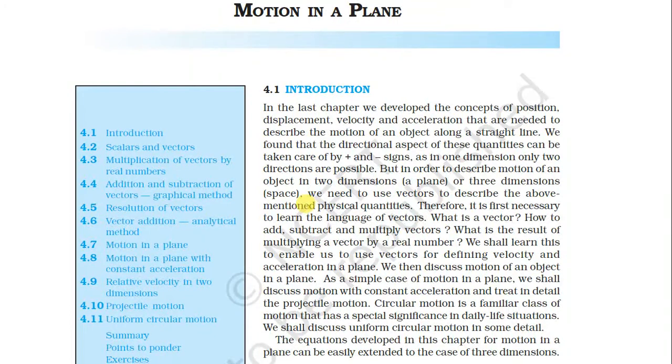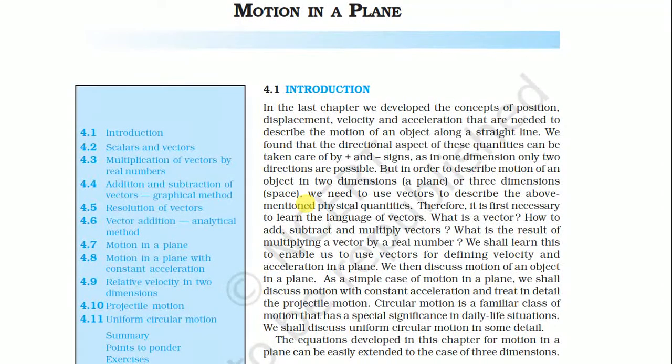First of all, what is a vector? We need to understand that. Then, how to add, subtract and multiply vectors. What is the result of multiplying a vector by a real number? We shall learn this to enable us to use vectors for defining velocity and acceleration in a plane. We then discuss motion of an object in a plane. As a simple case of motion in a plane, we shall discuss motion with constant acceleration and treat in detail projectile motion.